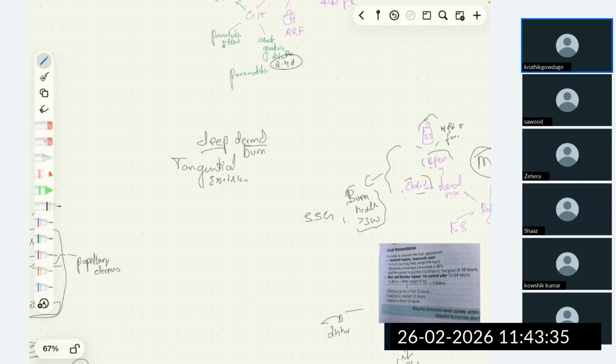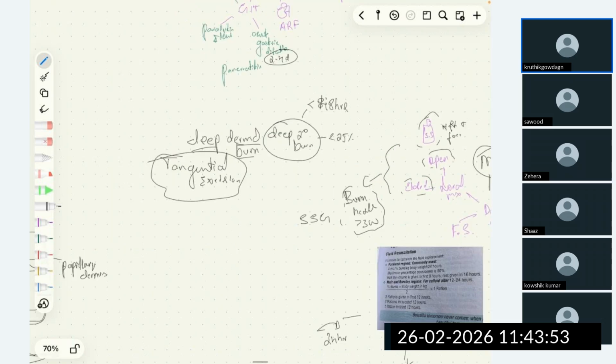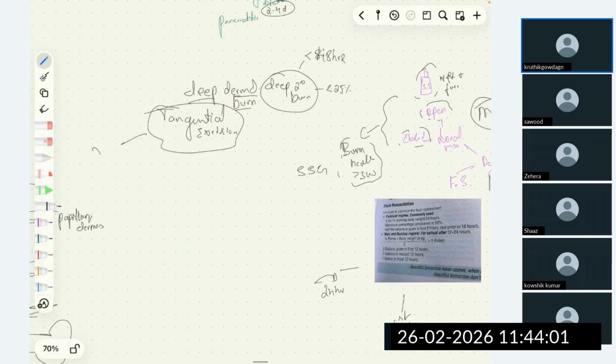Deep dermal burns, that is deep second degree burn. If the patient presents within less than 48 hours and the area of burn is less than 25%, we can consider tangential excision. Now, what is this tangential excision? Tangential excision is removing the skin, that burnt area, layer by layer, until we see fresh bleeding. Following that, we'll do skin grafting.